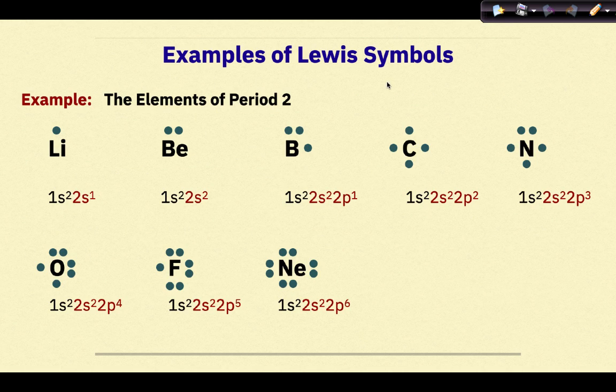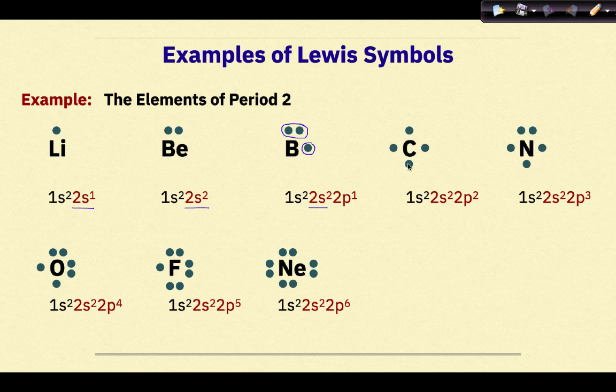Examples of Lewis symbols. The elements of period 2. So lithium has 1 valence electron represented as 1 dot, and that 1 valence electron is represented as 2s1. Beryllium has 2 dots representing 2 valence electrons and 2s2. Boron has 3 valence electrons represented as 3 dots, which are represented as 2s2, representing these 2 dots at the top, and 2p1, representing this 1 dot on the side.